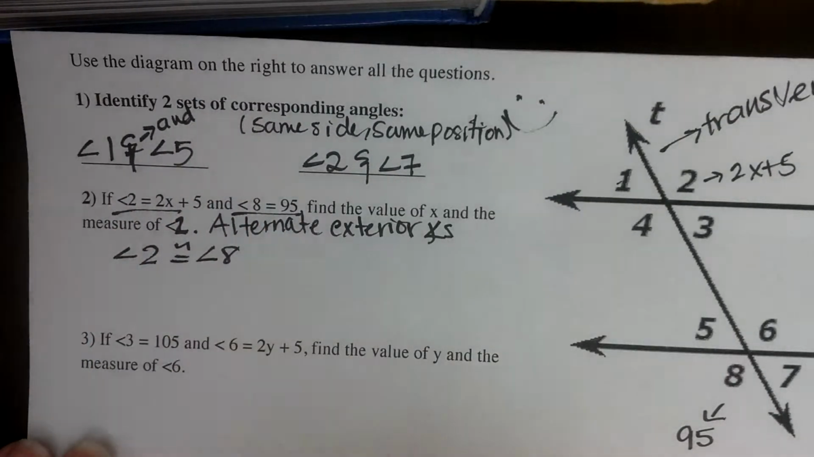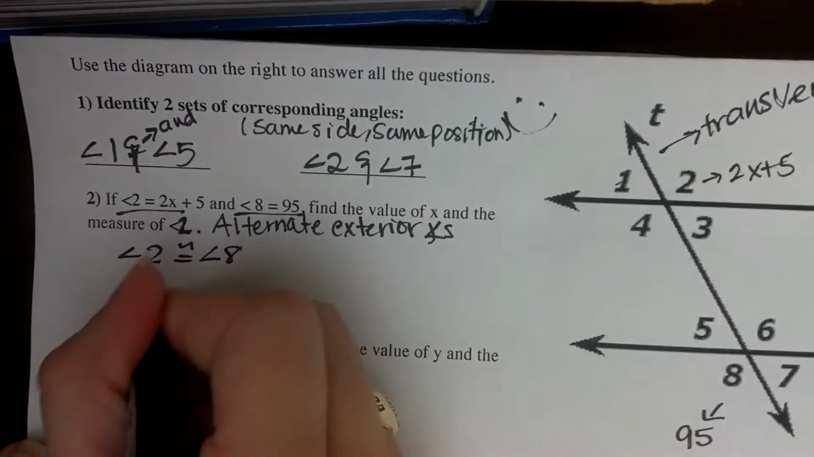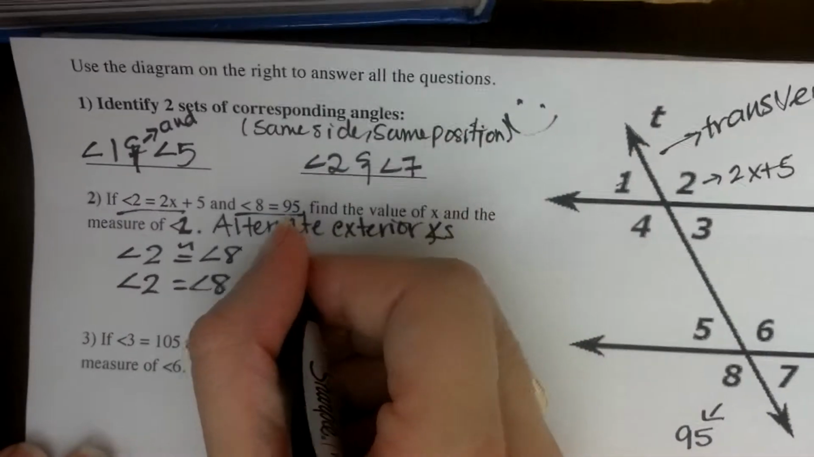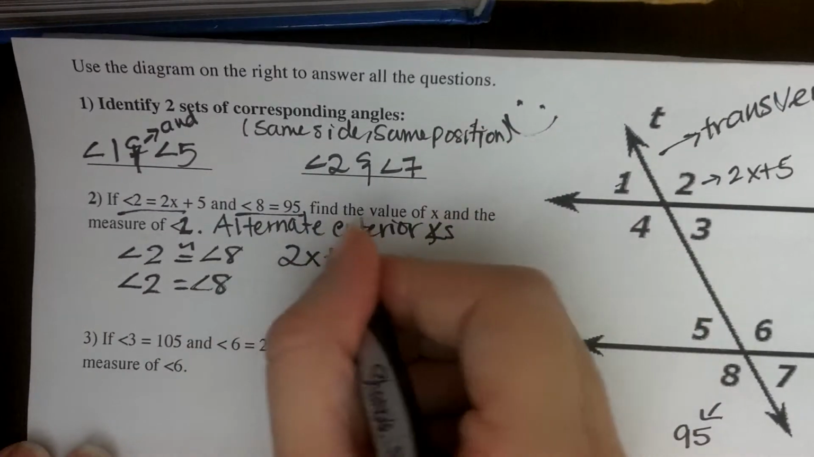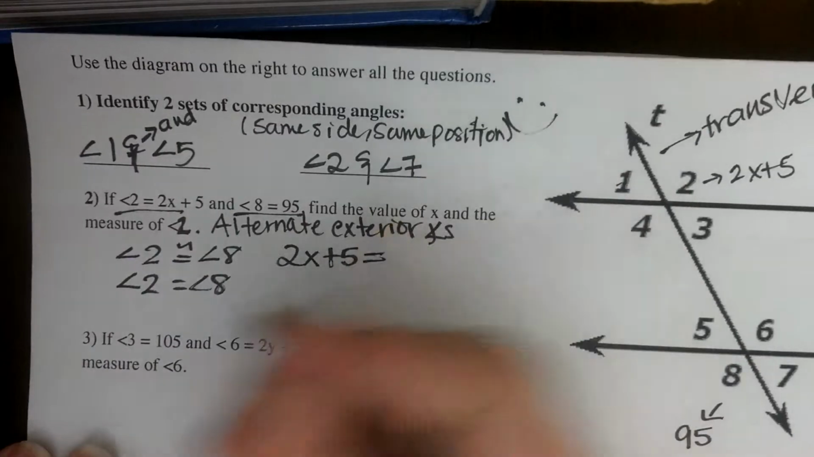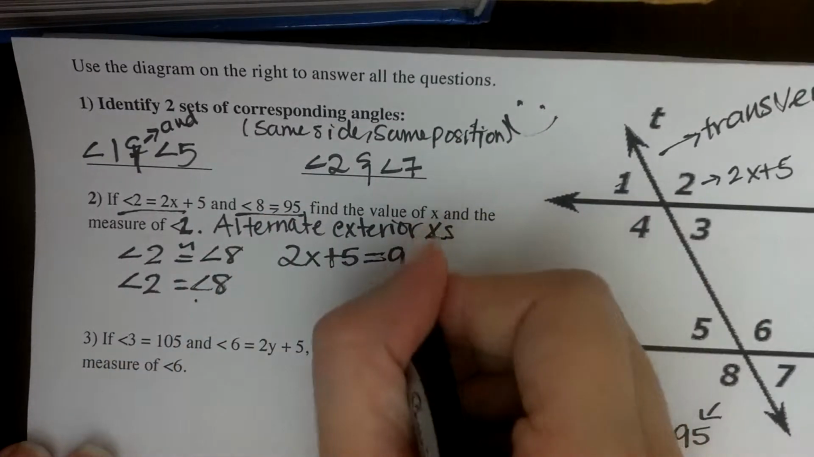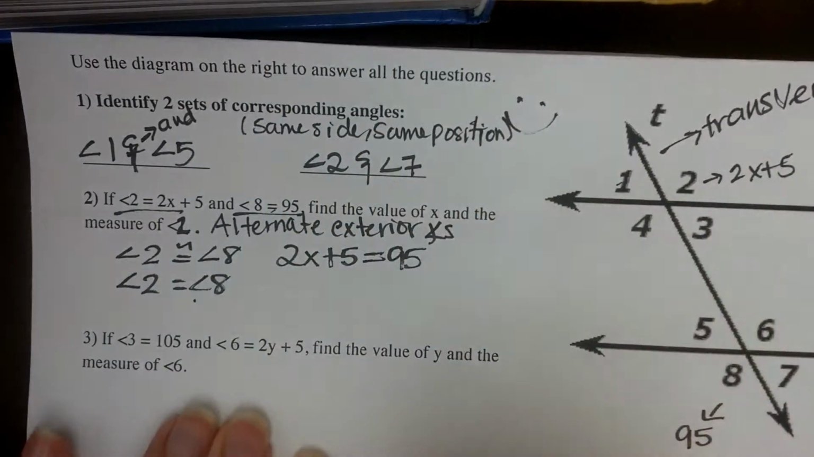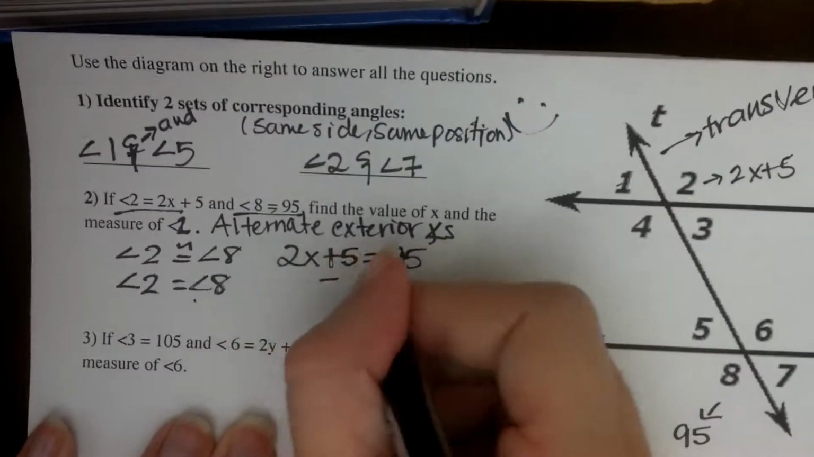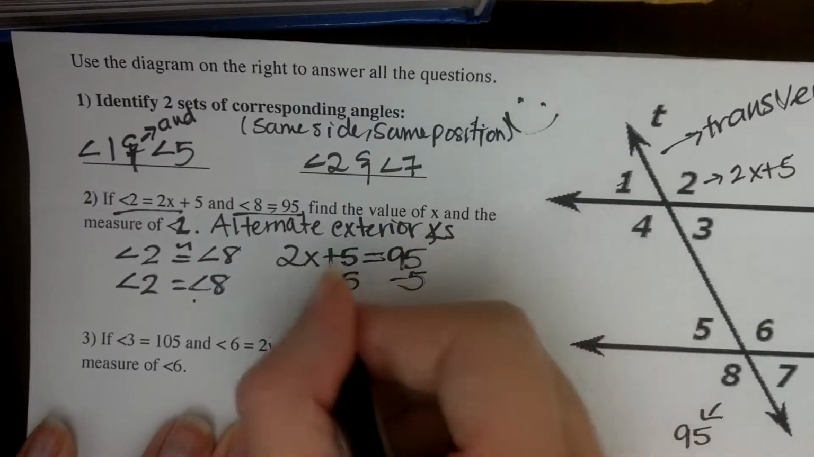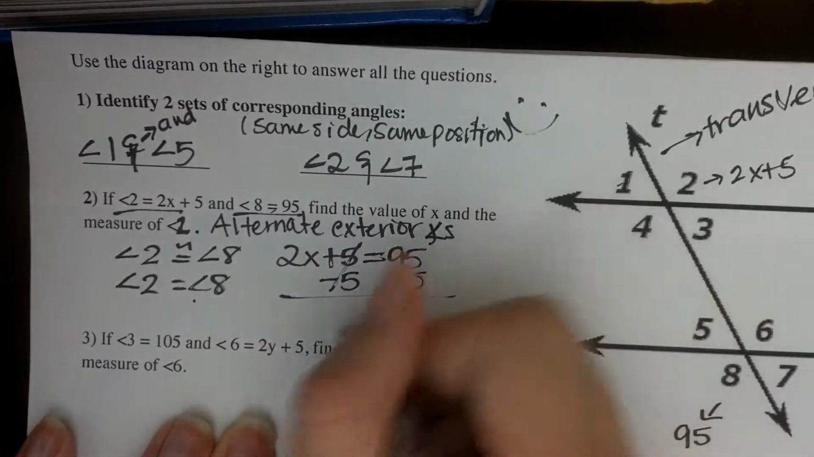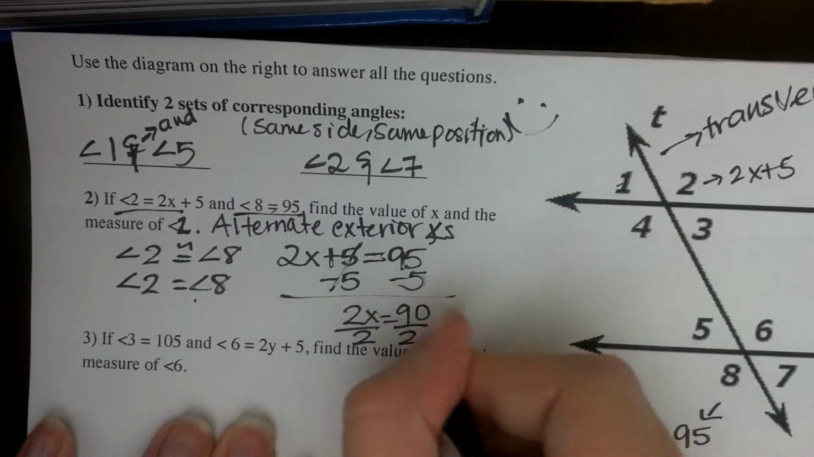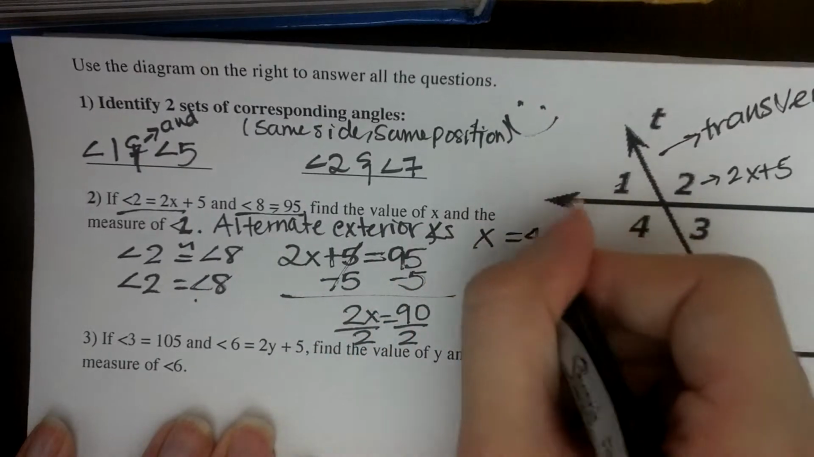It's basically just saying angle 2 equals angle 8. So what can I do with that information? Well, I can substitute what angle 2 equals, which is 2x plus 5, on the left side, and on the right side I'm going to substitute what angle 8 equals, which is 95. I'm going to use that to solve for x. So now I have a two-step equation. I solve that to get x by itself. That's going to give me 90 equals 2x, divided by 2, and x is going to equal 45.